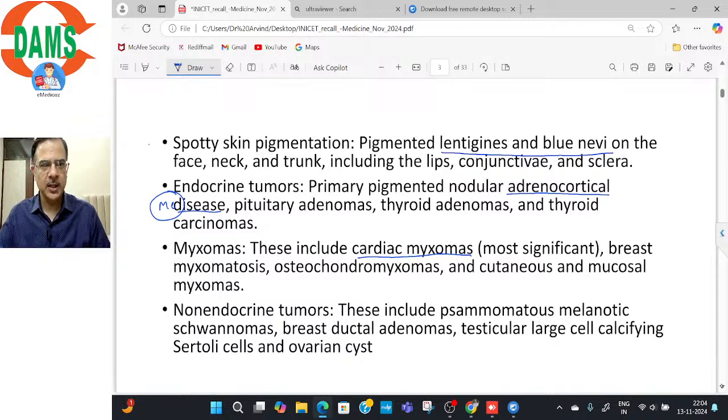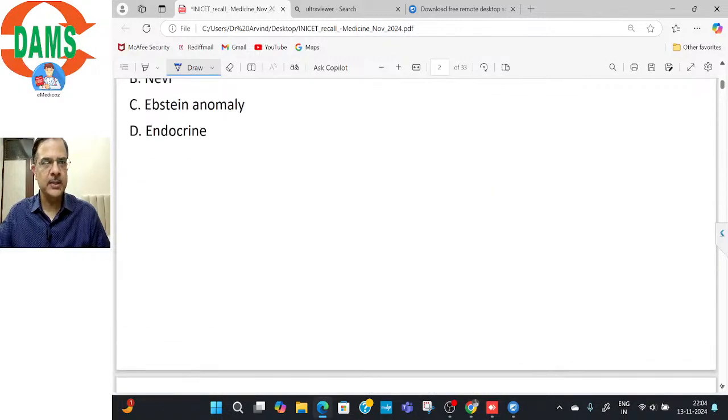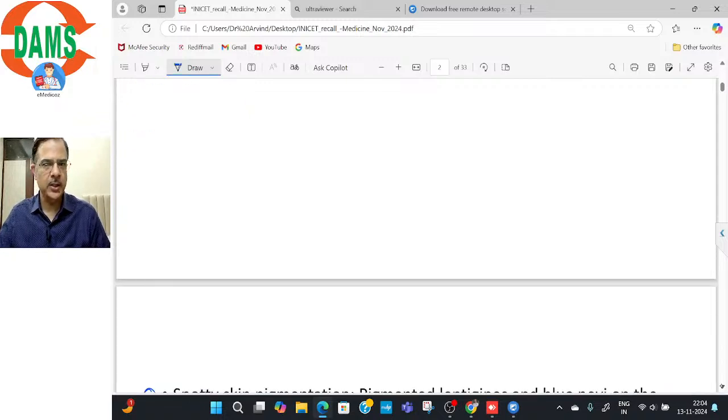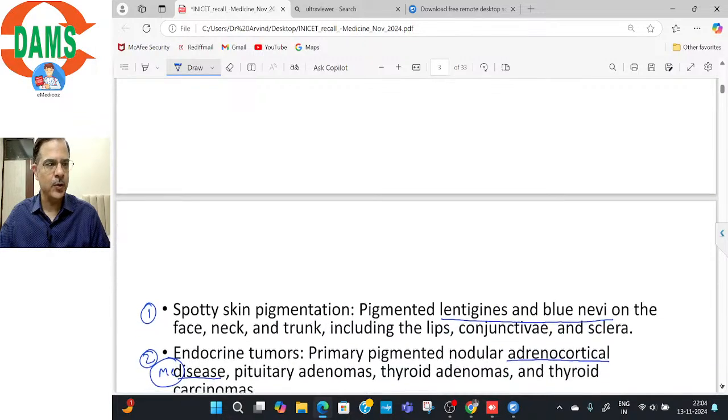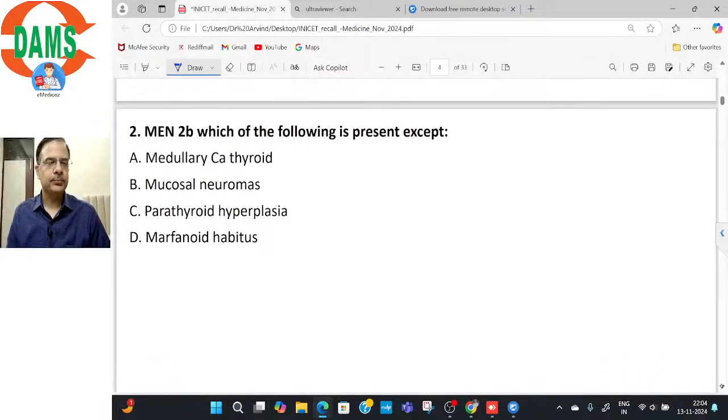So these are the 4 criteria for Carney syndrome, and if 2 of them are present, this is diagnostic. Here the answer is the one which is not present: Ebstein anomaly is not present. Atrial myxoma is a part of the cardiac abnormality of Carney complex. Now coming to question number 2.